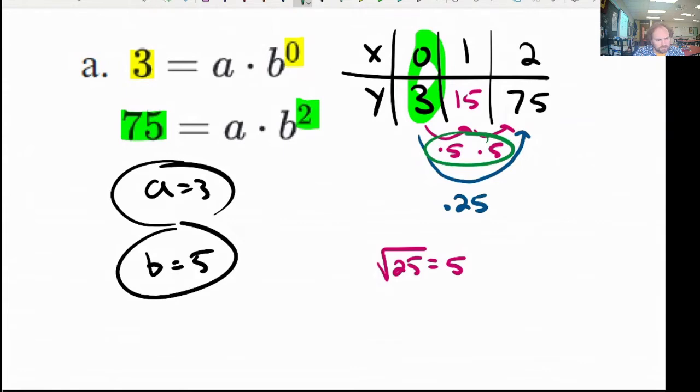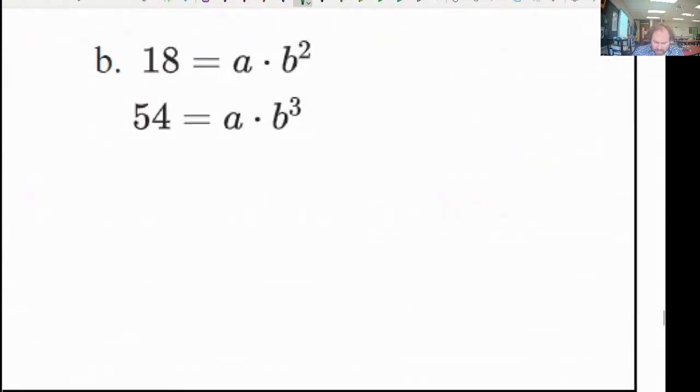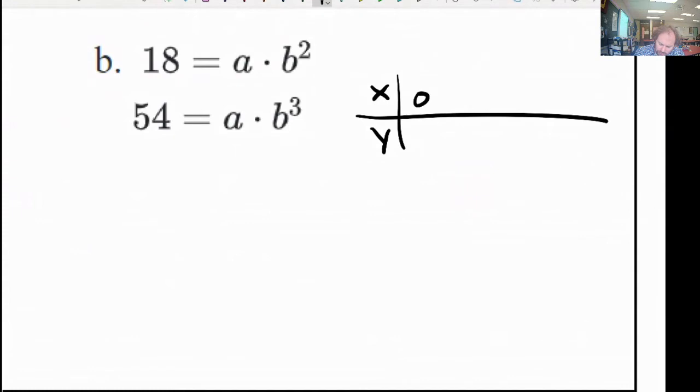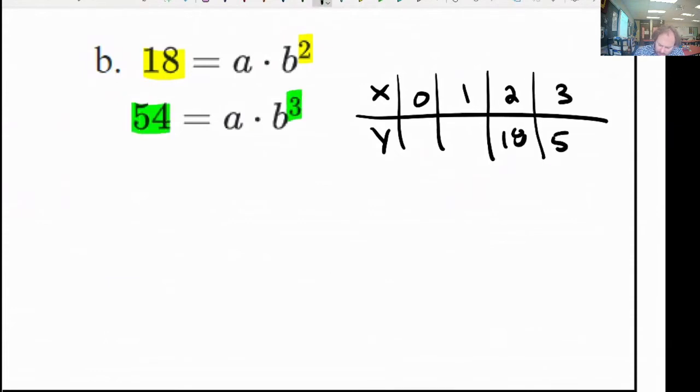Not too bad. Let's take a look at B, which is kind of similar to question B on the last homework assignment we had, where they gave us the 2 and the 3, but not the 0. So we don't know what the 0 is. We don't know what 1 is. But we do know that when x is 2, y is 18. So 2, 18 is on this table. And 3, 54 is also on this table. And so it becomes kind of the same question.